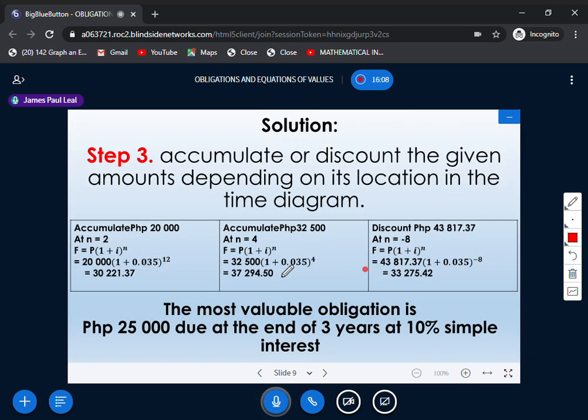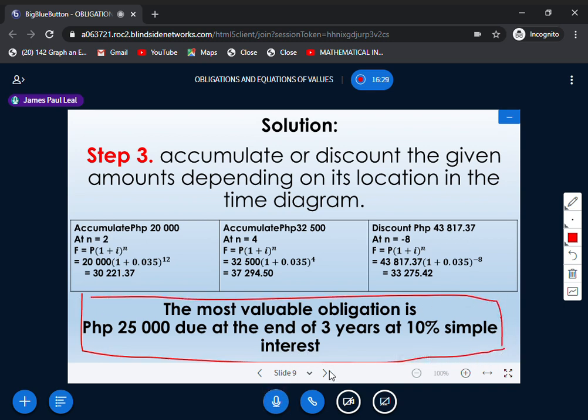So in conclusion, we can say that the most valuable obligation, given the three conditions, is the second choice, which is the 25,000 due at the end of 3 years at 10% simple interest. So this is the most valuable. So that's how we are going to compute, or decide, which is the most valuable obligation. We're talking about obligation here. I hope you understand that.